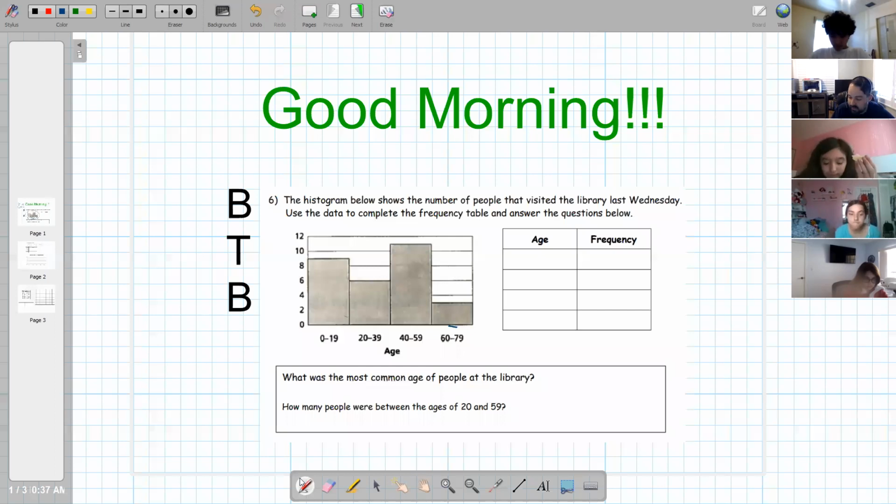we would have those intervals from 0 to 19 years old, from 20 to 39 years old, from 40 to 59 years old, and from 60 to 79 years old. That would be our ages. And in our frequency, we put those numbers that we just got a minute ago.